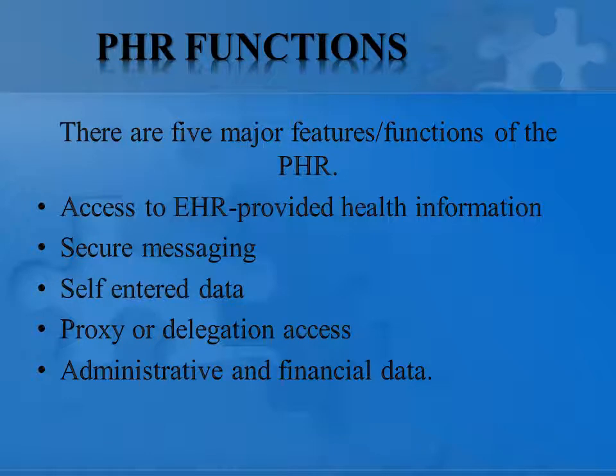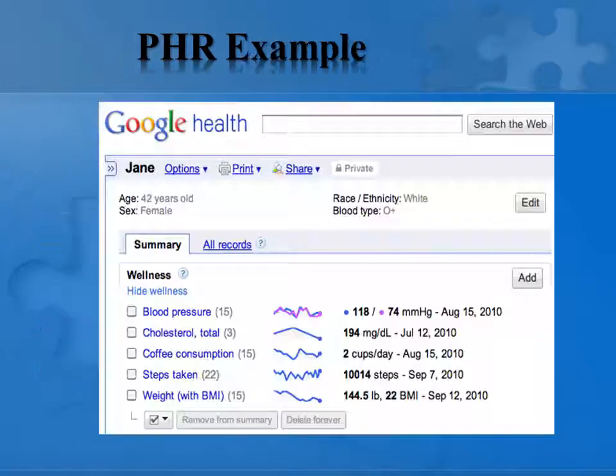PHR functions. There are 5 major features and functions of the PHR. Access to EHR provided health information, secure messaging, self-entered data, proxy or delegation access, and administrative and financial data. This is an example of a personal health record.